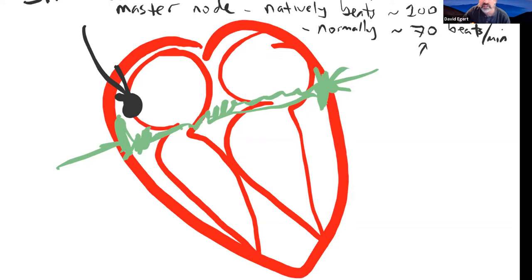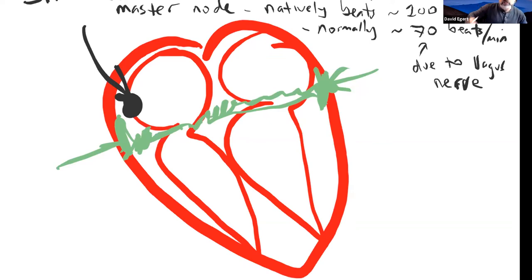What division of the nervous system do you think is slowing it down? Parasympathetic? Exactly, parasympathetic. And what is the main nerve coming down that is actually delivering that parasympathetic innervation? Vagus. It's the vagus nerve. If you actually cut your vagus nerves, your heart would speed up to about 100 beats per minute, because normally it's staying a little lower because of chronic parasympathetic stimulation.